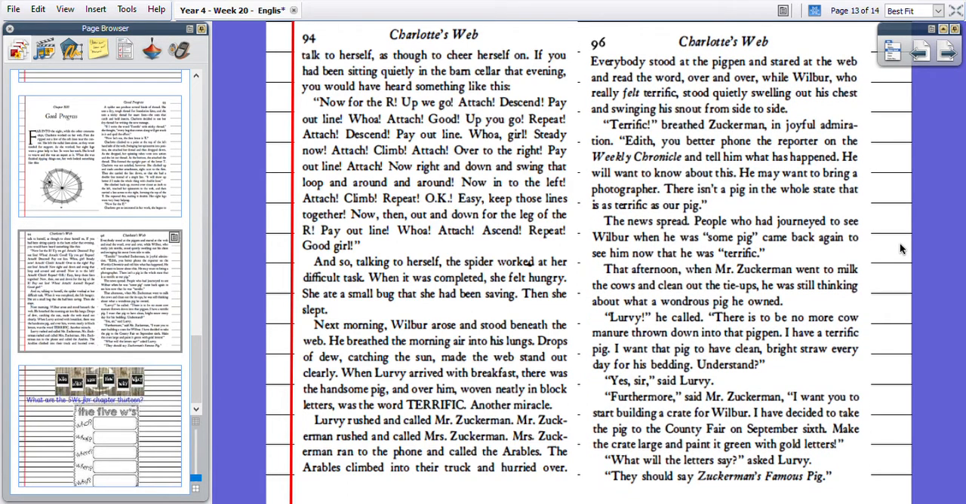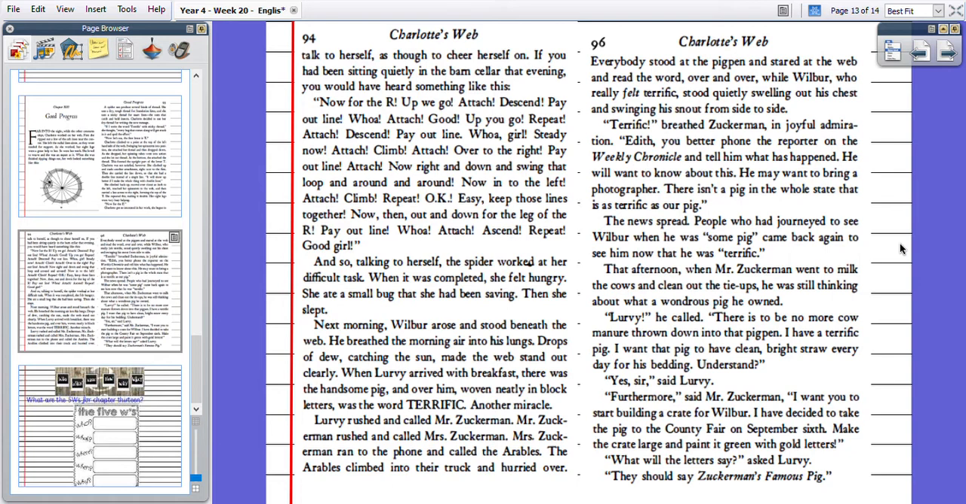Terrific, breathed Zuckerman, in joyful admiration. Edith, you better phone the reporter on the Weekly Chronicle and tell him what has happened. He will want to know about this. He may want to bring a photographer. There isn't a pig in the whole state that is as terrific as our pig. The news spread. People who had journeyed to see Wilbur when he was some pig came back again to see him now that he was terrific.